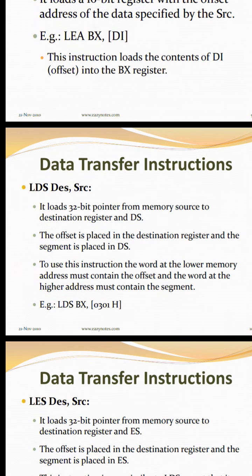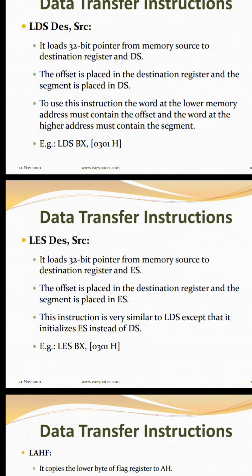LDS loads a 32-bit pointer from the memory into the destination register and DS. For example, LDS BX, bracket 0301H. Whenever we put brackets around a memory location, it means this is the location where the data is contained. Next instruction is LES destination comma source; data will be copied to the destination effective address.